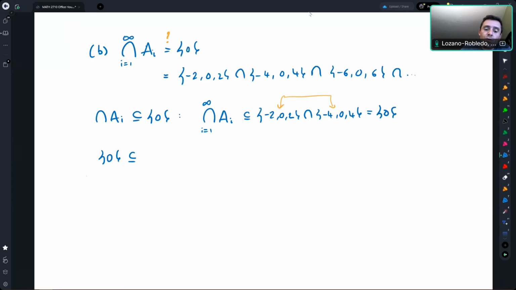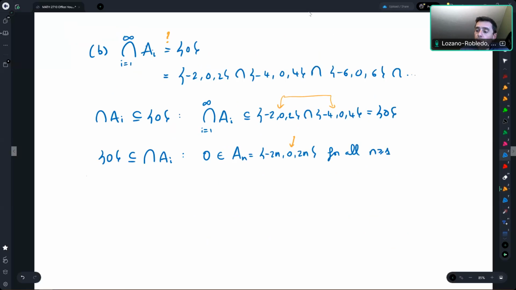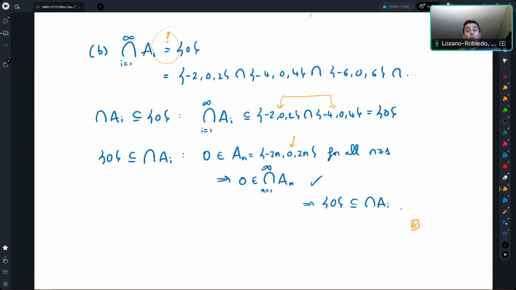And for the other containment, we just need to prove that 0 is in all of the sets. So 0 belongs to A_n for all n. You can see it right there. And therefore, by the definition of intersection, 0 is in the intersection of all the A_n's, which is what I wanted to prove, because this shows that the set {0} is contained in the intersection, and therefore we get the equality. And this is how you prove that some infinite union is one set and some infinite intersection is some other set.